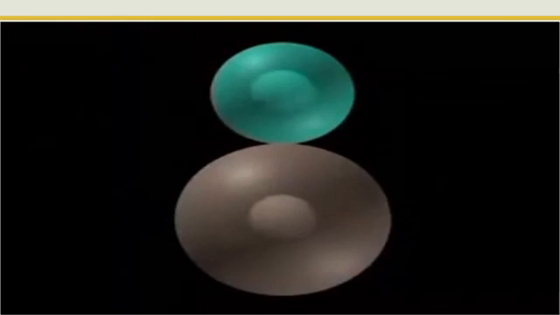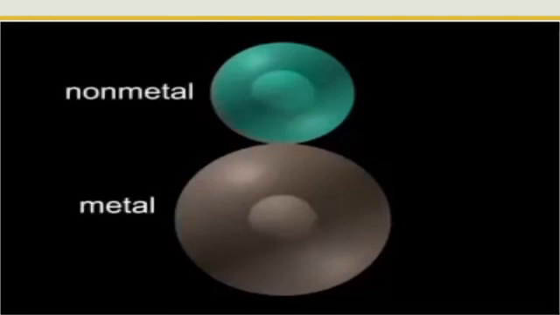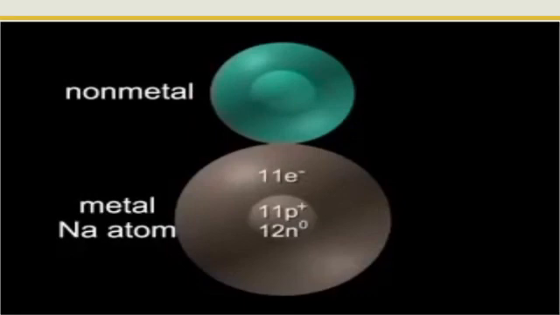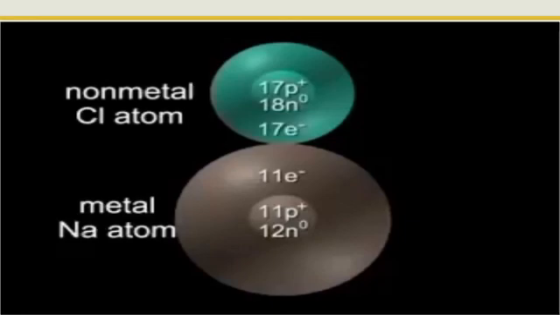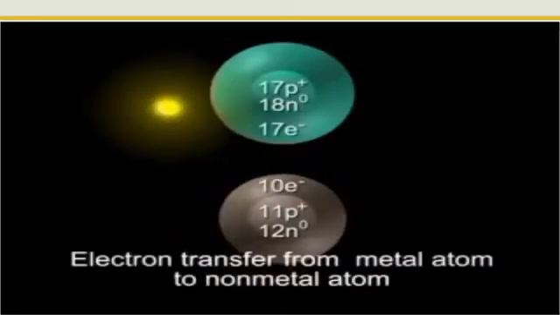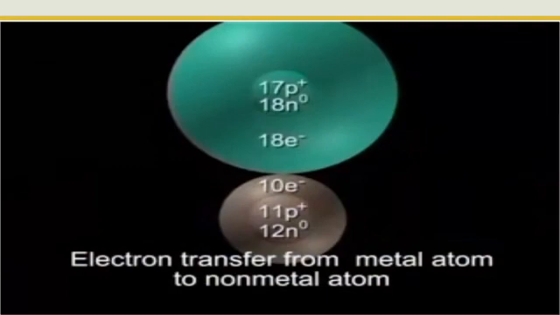Let's isolate the key step and examine a simplified version of it: electron transfer from a metal atom to a non-metal atom. The sodium atom has 11 protons and 12 neutrons in its nucleus, and 11 electrons around the nucleus. The chlorine atom has 17 protons and 18 neutrons in its nucleus, and 17 electrons surround it. The sodium atom transfers an electron to the chlorine atom, and the ions attract each other and release energy.